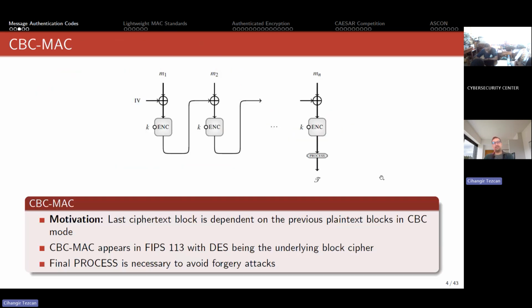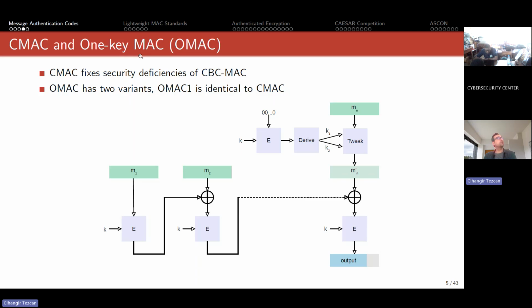And then this is not that much used, but people sometimes use CMAC or OMAC. The exact definitions are not that clear in the literature because, for instance, OMAC has two variants, but the first variant, OMAC 1, is identical to CMAC. So I'm generally confused about which one is which. But CMAC fixes security deficiencies in CBC-MAC. So it is the same as CBC-MAC, but also at this top part you use some tweaks, combine it with your last message block and provide the output. Okay. Now I'm assuming that this is what CMAC is.